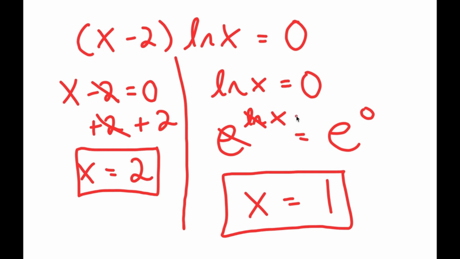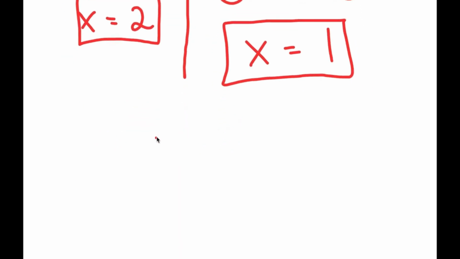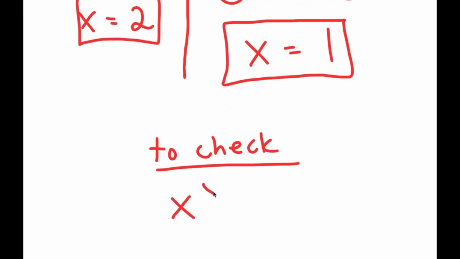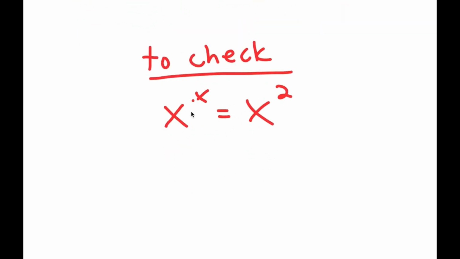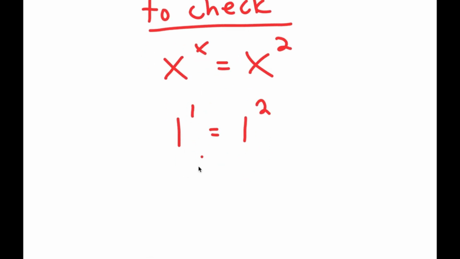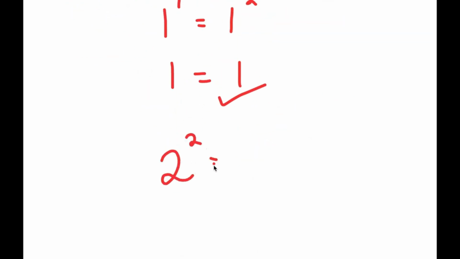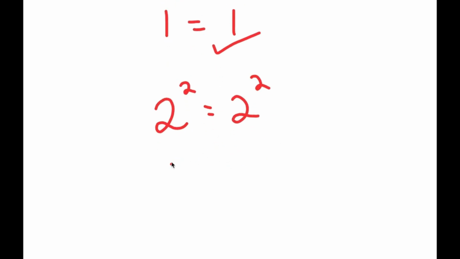So now that I have two solutions for x, what I'm going to do is check to see if these are right. So my equation is x to the power of x is equal to x to the power of 2. And let's first start by checking 1. So if x equals 1, I have 1 to the power of 1 is equal to 1 to the power of 2. 1 to the power of 1 is 1, and 1 to the power of 2 is also 1, so this is right. And now I'm going to check x equals 2. So I have 2 to the power of 2 is equal to 2 to the power of 2. 2 to the power of 2 is 4, so I get 4 equals 4, and this is right as well.